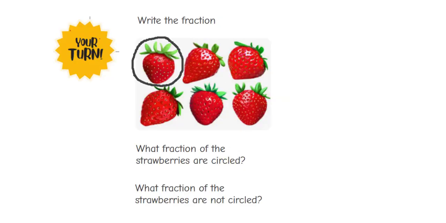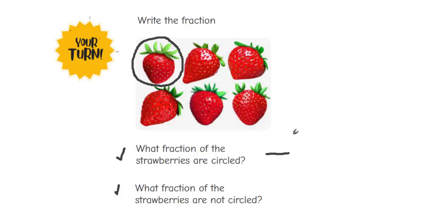Now we're going to write a fraction for a set. This is what we call a set or a group. They're both more or less interchangeable. First, you will write the fraction of the strawberries that are circled, and then write a fraction of the strawberries that are not circled. Again, you can get 2 fractions out of this picture. Pause your video, solve it, and then come back.